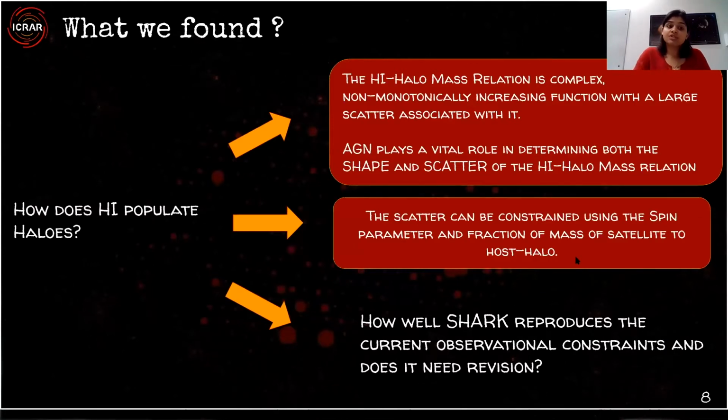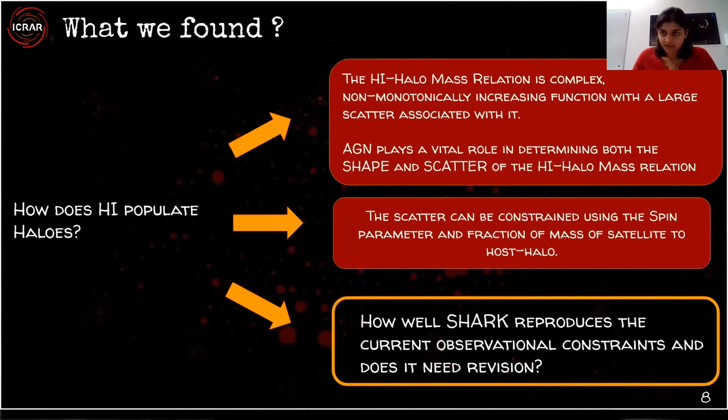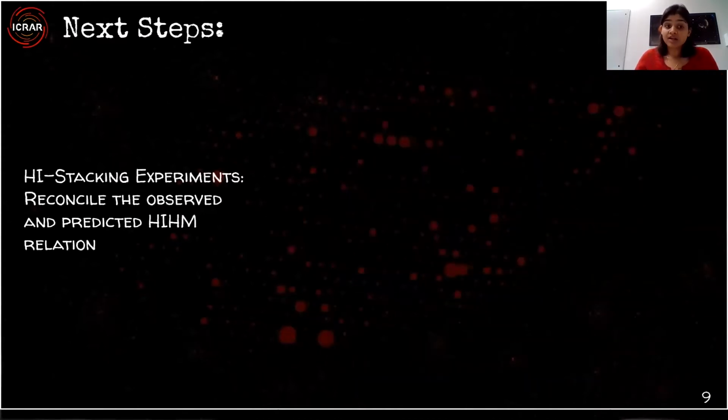Now, what we wanted to do next was to see, as we had shown earlier, that there was a discrepancy between the observed H1 halo relation and the predicted H1 halo mass relation. And that led us to ask: is there some problem with the model itself, or is it to do with something else, maybe observational biases? So that's where our next steps come in.